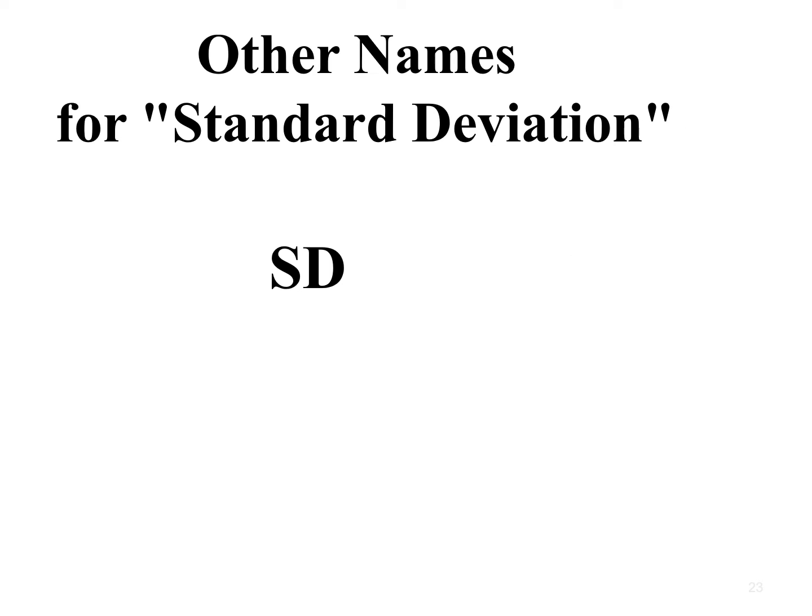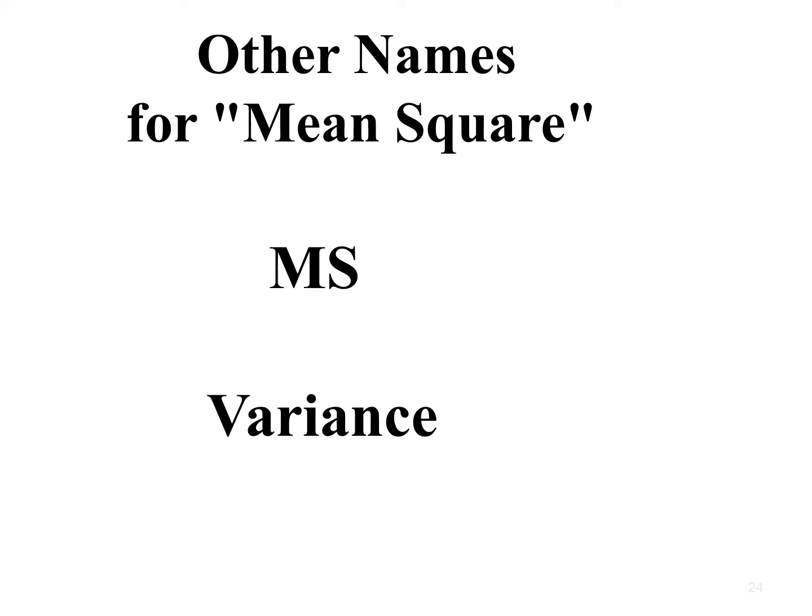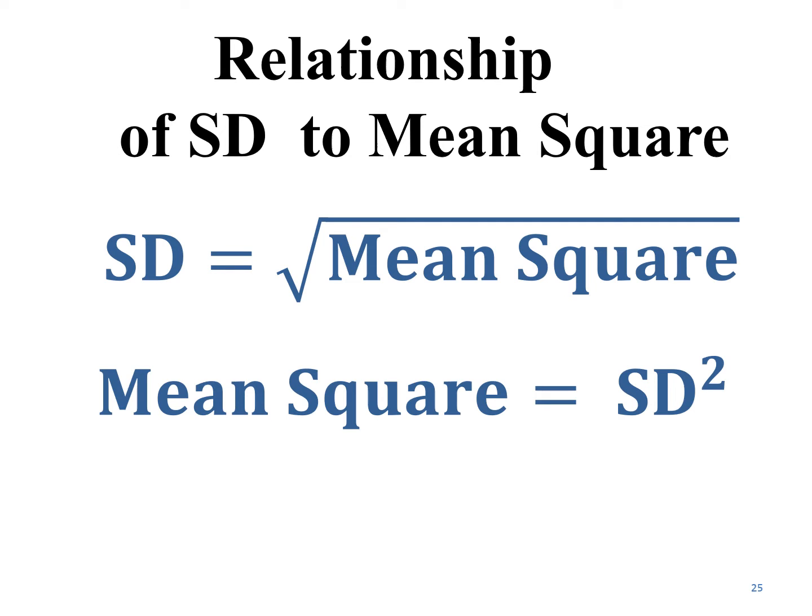In the last lecture, we also covered some important terminology. We learned that the standard deviation is also called the SD. We also learned other names for the mean square. It's abbreviated as MS. Psychologists usually call it the variance. We also talked about the relationship of the standard deviation and the mean square. The standard deviation is the square root of the mean square, and the mean square is the standard deviation squared.